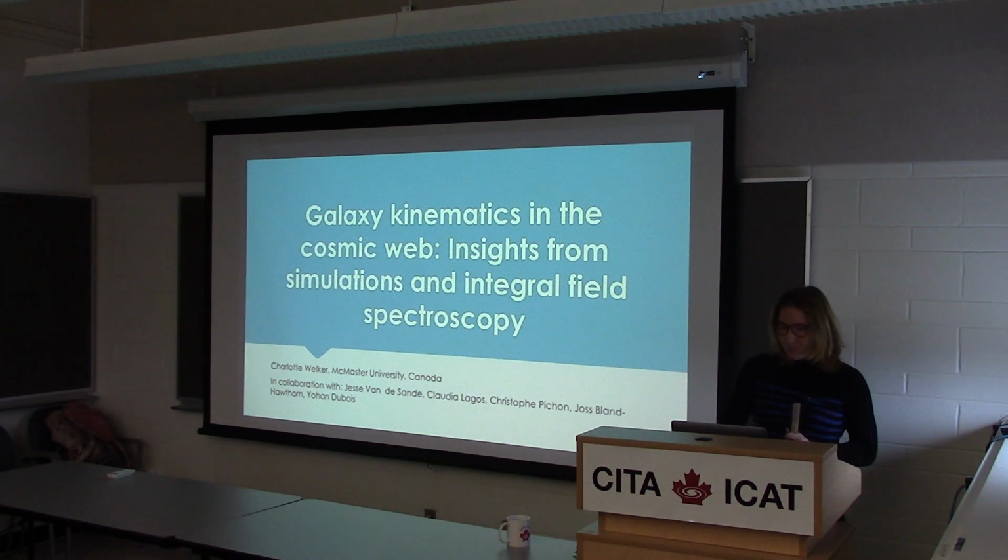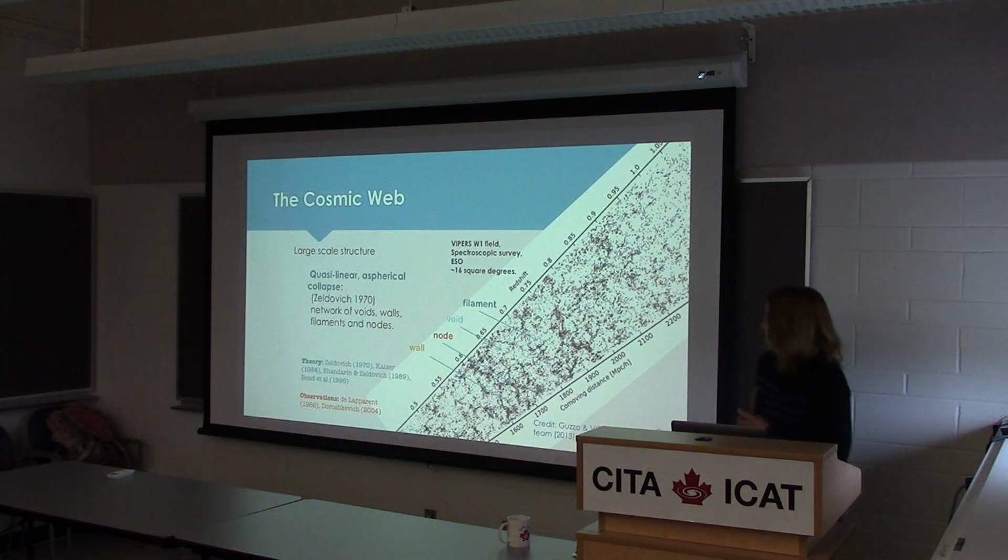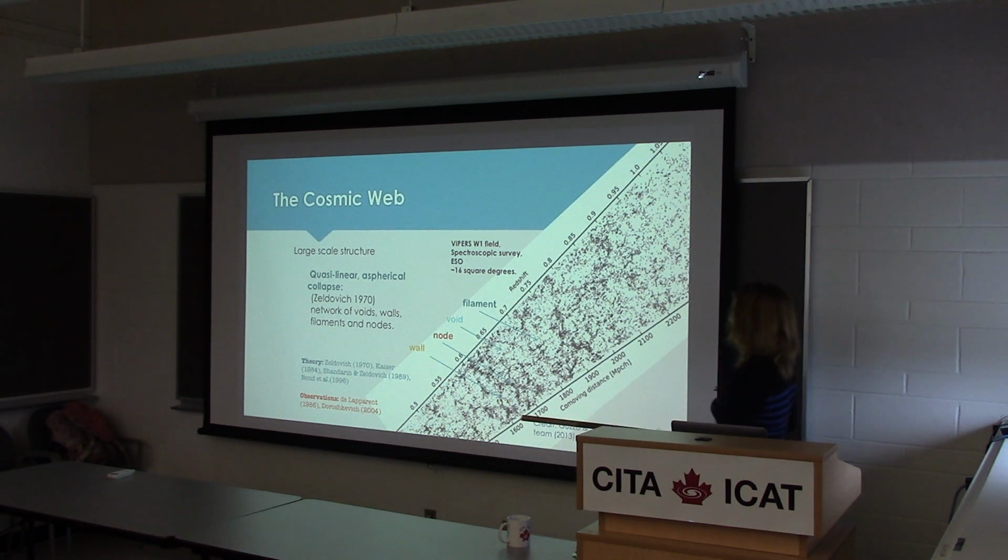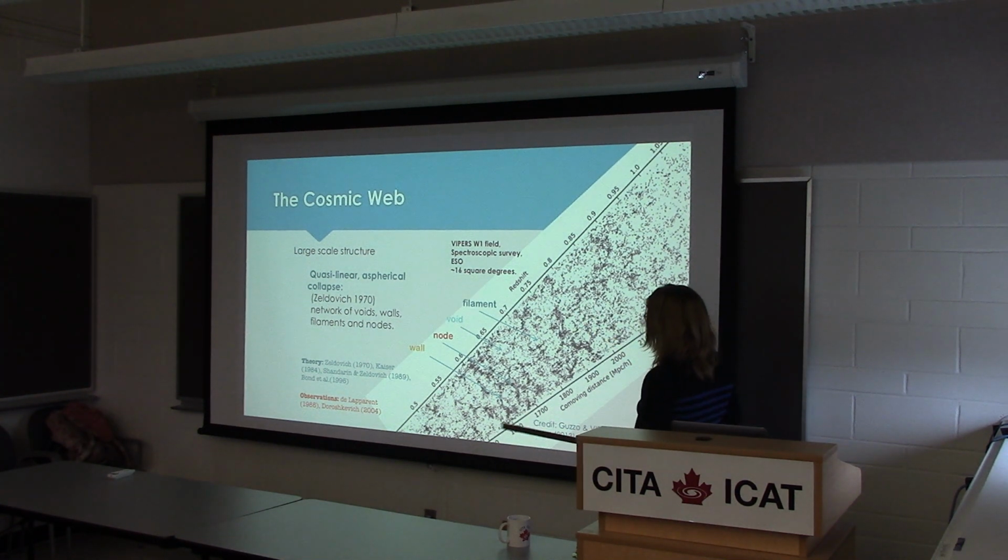So let's start. I'm pretty sure everyone in this room knows about the cosmic web. By cosmic web, I mean this intricate network that you can see from the galaxy field in any spectroscopic survey. This network arises from quasi-linear aspherical collapse, and is basically a set of voids, very underdense regions, segmented by walls of slightly higher densities, themselves delineated by filaments of high density, branching into nodes of even higher density.